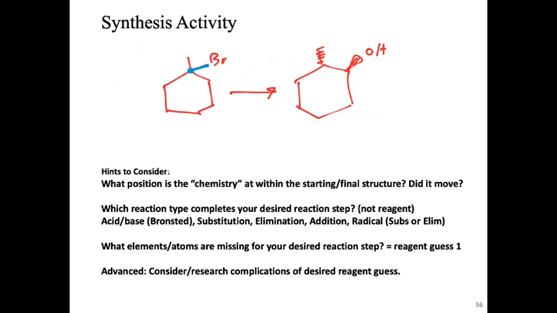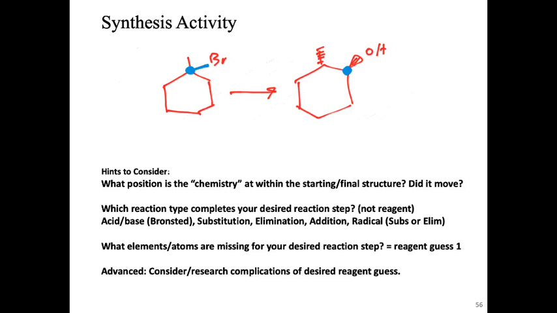Probably most important would be to identify the carbon, because what's the bromine going to do? Leave and never come back. So we don't really care about that, but we can identify where there's chemistry. We do the same thing with the product. Where's there chemistry in the product? Well, where the oxygen is located.